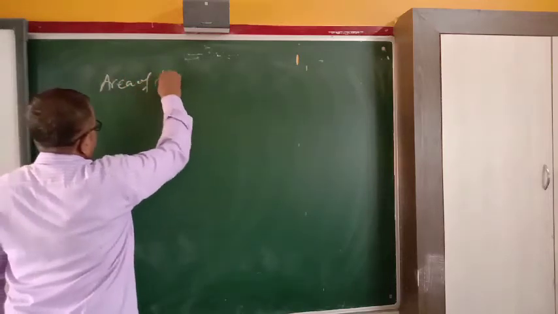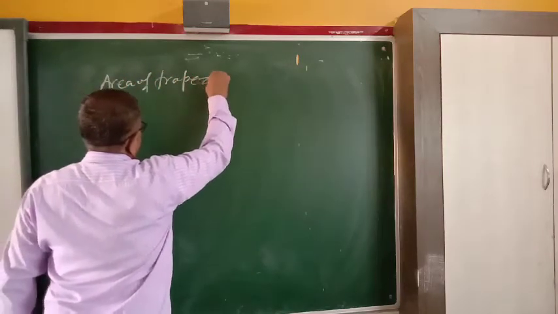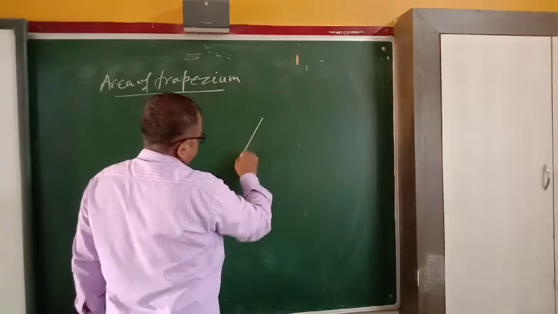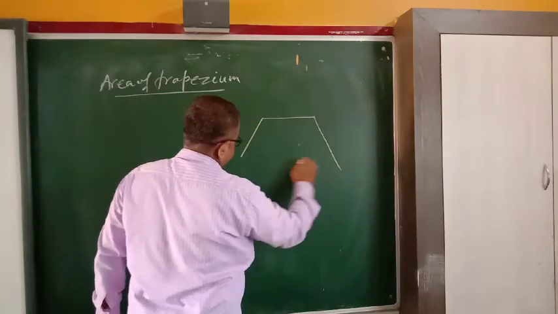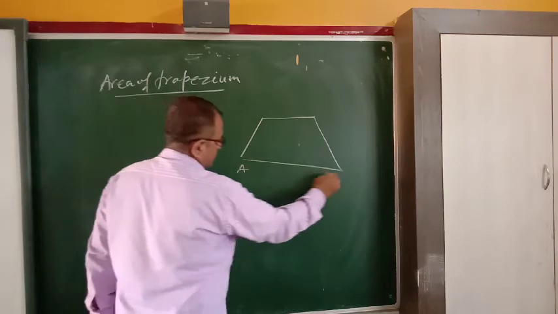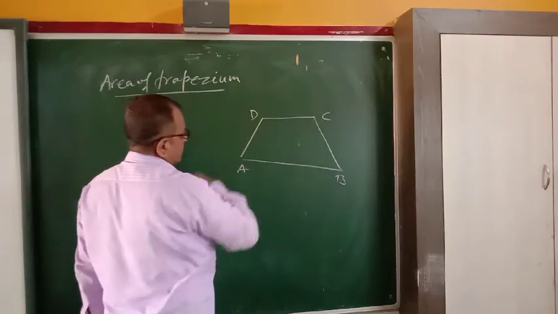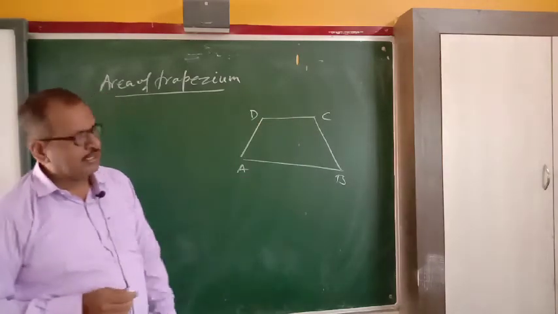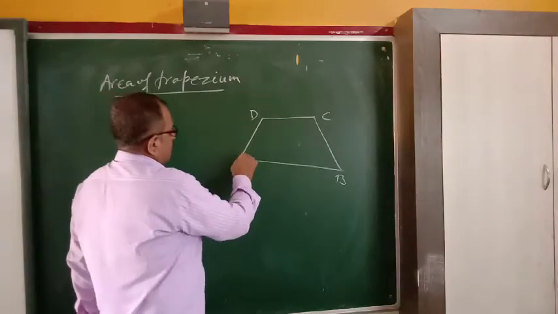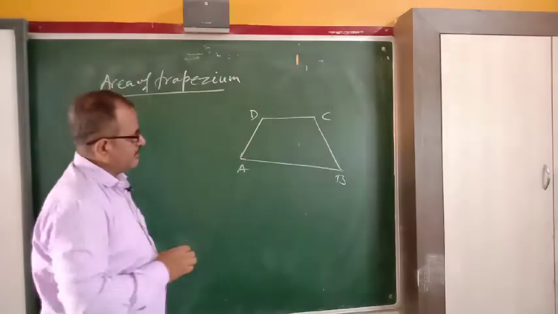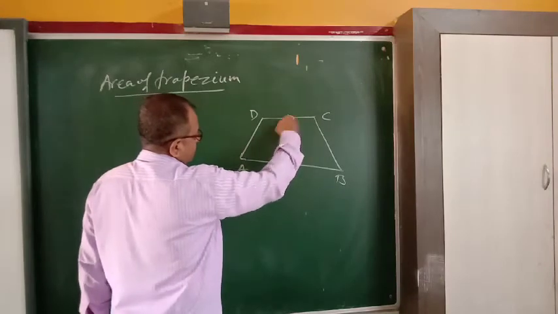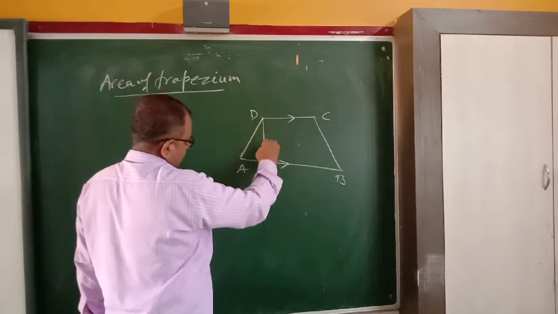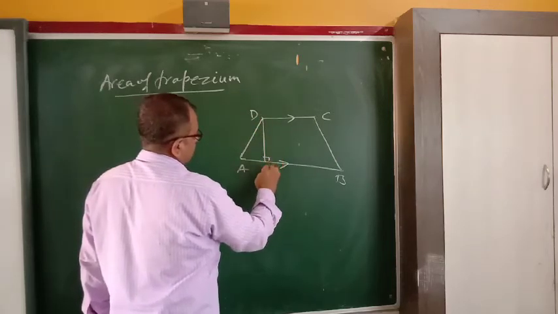Area of a trapezium. See the figure of the trapezium. ABCD is a trapezium. A trapezium is a quadrilateral in which one pair of opposite sides are parallel and the other pair of opposite sides are non-parallel. So here AB is parallel to DC. Draw the perpendicular from DC to the opposite side AB. It is E.